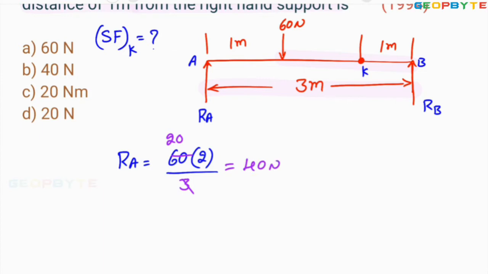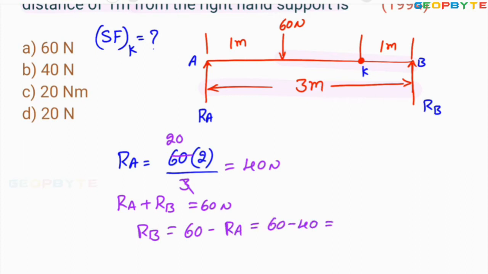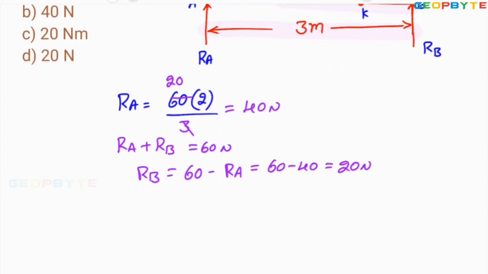RA equal to 40 newtons, and the total load RA plus RB equal to 60 newtons. Then what is the RB? RB equal to 60 minus RA, equal to 60 minus 40, equal to 20 newtons. This is one way for deciding the RB.